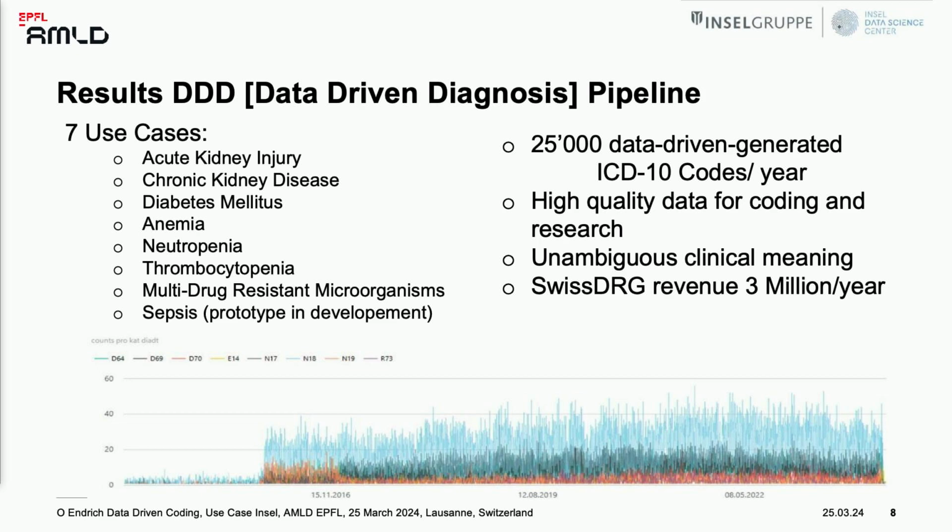So we generate roughly 25,000 data-driven codes per year, and the main achievement is actually high quality of data for coding and also for research. What we can achieve is unambiguous clinical meaning of this data. So if you have an ICD-10 code for kidney injury, it's derived according to the lab results and usage of international guidelines. And we can also ensure Swiss DRG revenue, roughly 3 million per year, just by assuring the correct and complete coding of our cases.